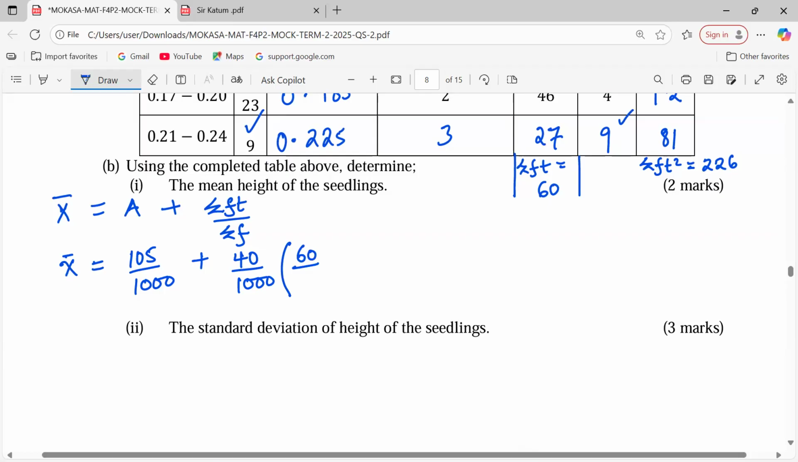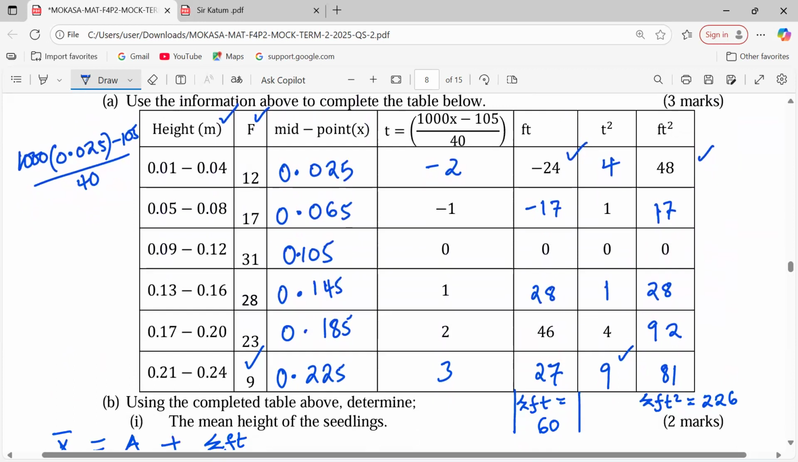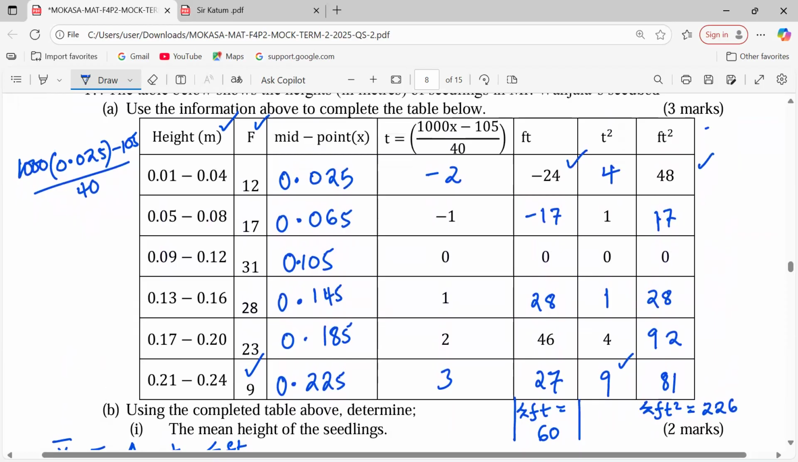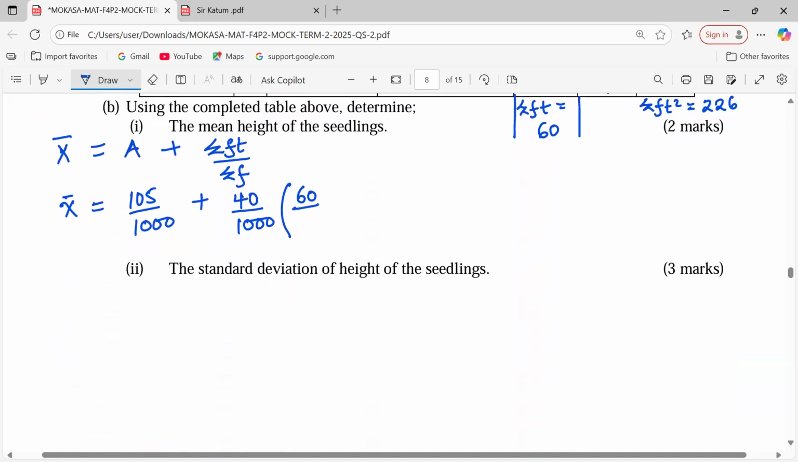I'll be explaining that more. This is 60 out of, how many seedlings do we have here? Summation of f. We can check the CF column here, whereby we start with 12. Then the next will be 12 plus 17, 29. 29 plus 31, 60. 60 plus 28, 88. 88 plus 23, that gives us 111. 111 plus 9 get 120. Therefore, this is 120.